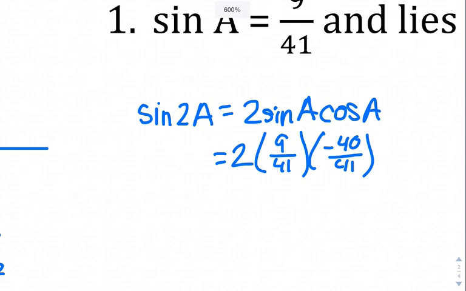So now what I'm going to do is multiply my fractions, or you can plug it into your calculator. You can just do 2 times (9 over 41) times (negative 40 over 41). That would give you an answer of negative 720 over 1681. So that's what I get for sine 2a.